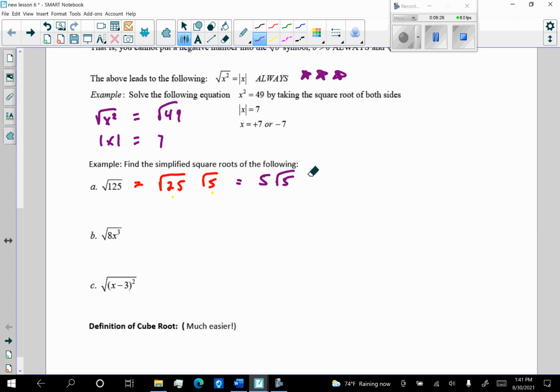That's the simplification of square root of 125. Square root of 8x cubed. We're going to split that up, and we're going to write that first and foremost as square root of 8 times the square root of x cubed. Does 8 have any perfect square factors in it?